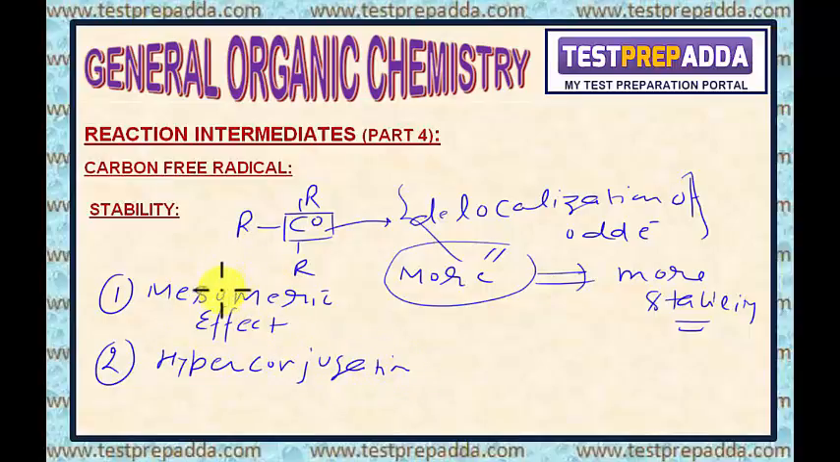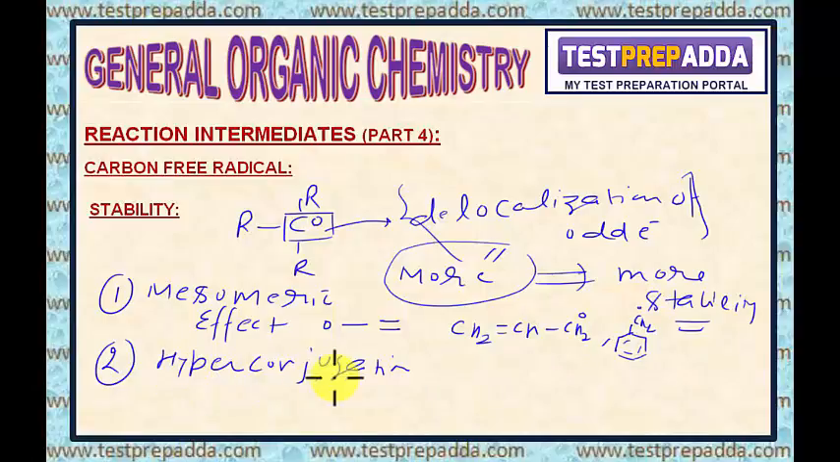Condition for mesomeric effect, or resonance, is that this odd electron should be in conjugation with a double bond. Odd, single, double. For example, CH2 double bond CH, single bond CH2. For example, this benzyl free radical.